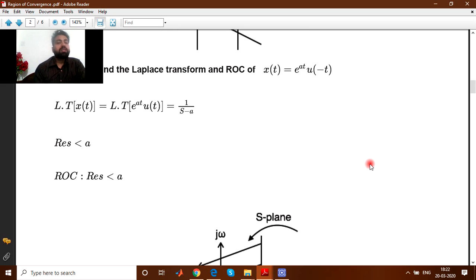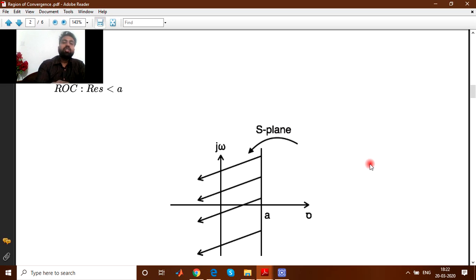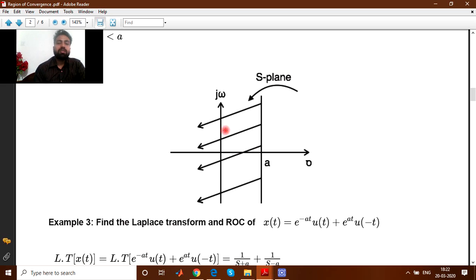And here this 1 upon s minus a will converge if the real value of s remains less than a. So this region of convergence is less than a in the s-plane. The shaded area in this figure represents the region of convergence.